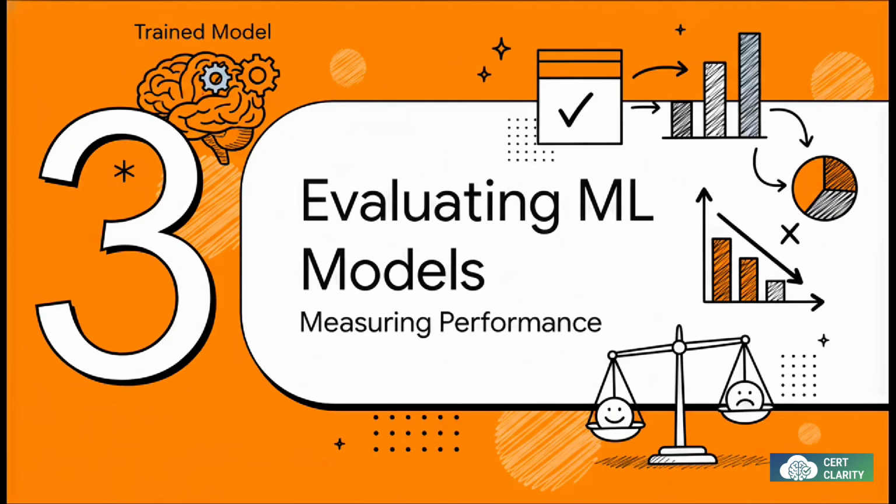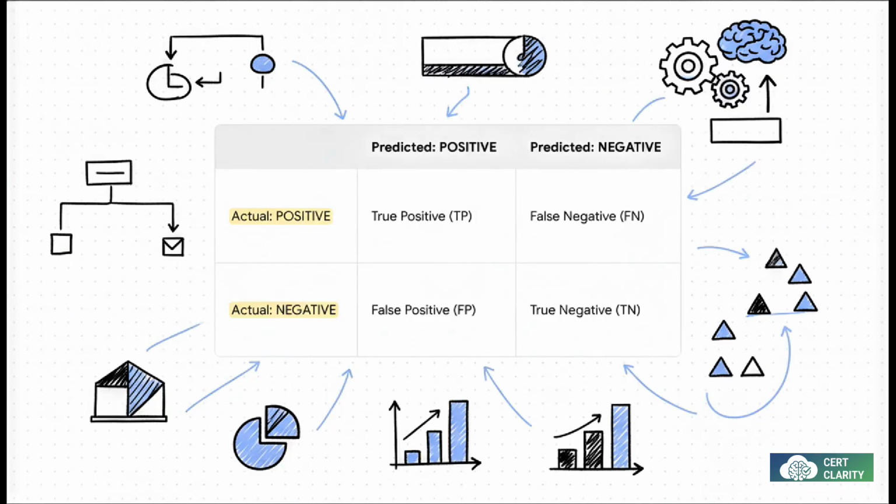Okay, so we've trained our model. We've tried to avoid traps like overfitting. But how do we actually prove that it's any good? That brings us to our third section, measuring model performance with cold, hard numbers. This little grid is called the confusion matrix, and trust me, for the exam, this is one of your most important tools.